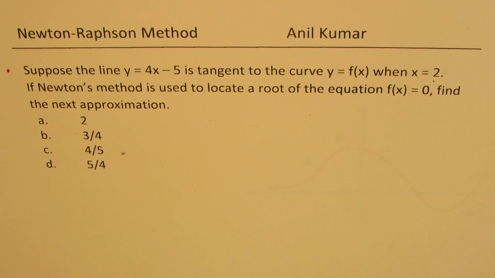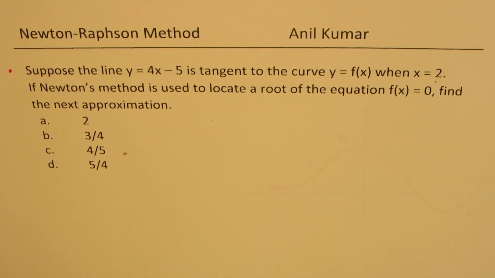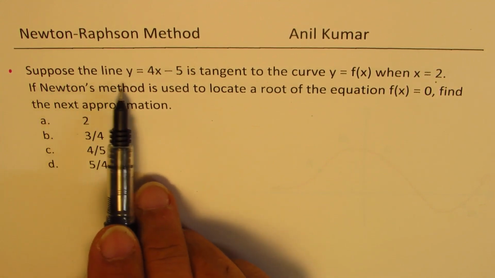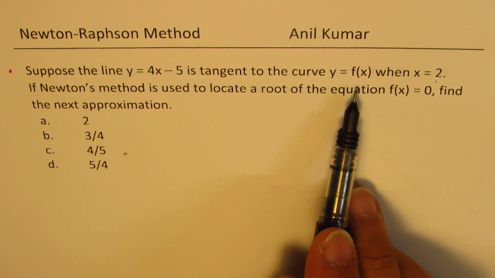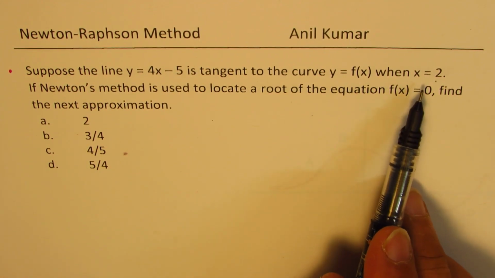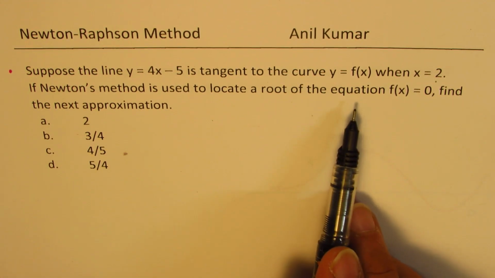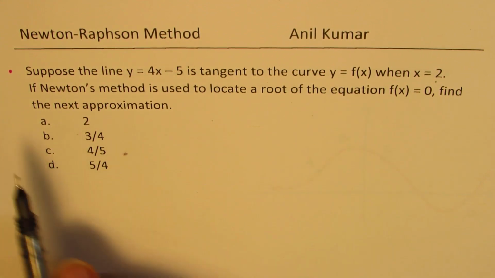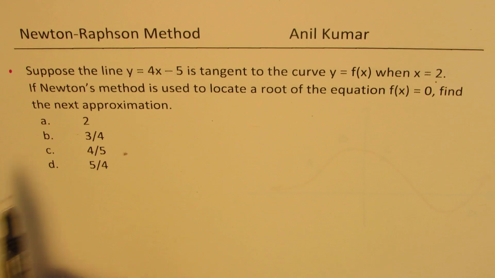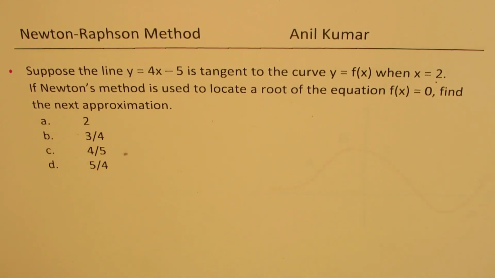So here is the first question for you. It's a multiple choice question. You can pause the video, answer the question, and then look into my solution. Suppose the line y equals 4x minus 5 is tangent to the curve y equals f of x when x equals 2. If Newton's method is used to locate a root of the equation f of x equals 0, find the next approximation, right? Four choices are given to you. Now, how are you going to solve it?